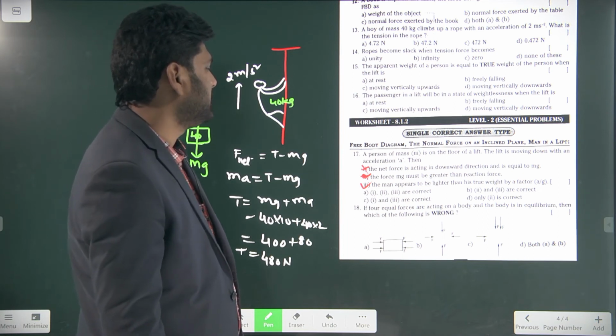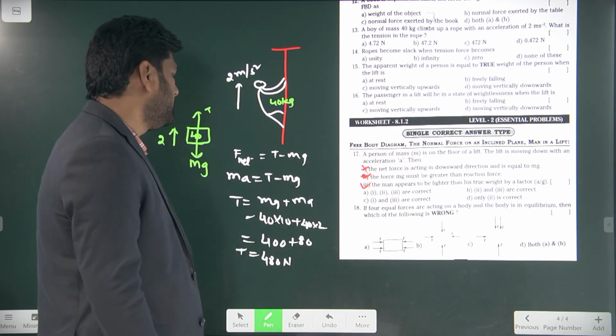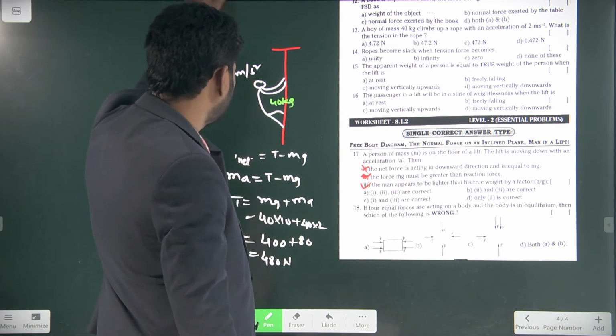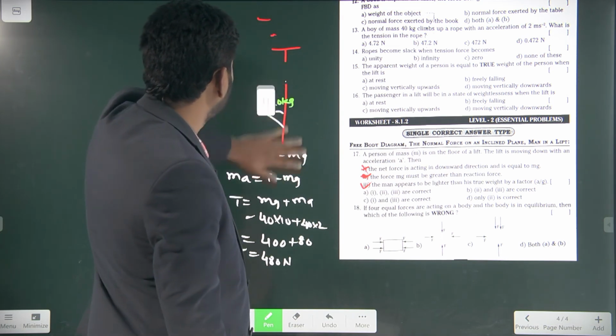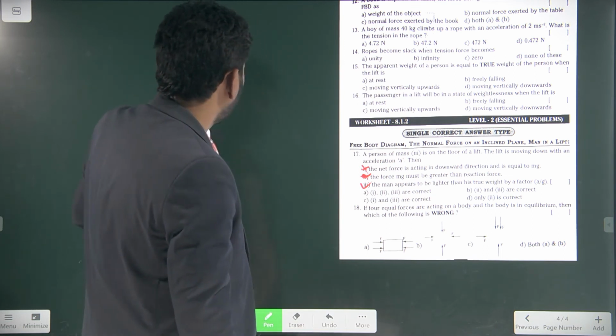But did not mention third option, only third option only correct. Okay, keep it in mind. Next, 18th one. Look at the 18th one.